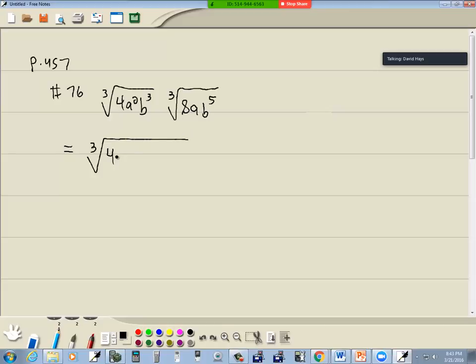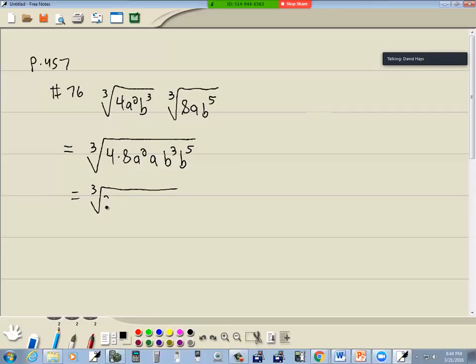So I got 4 times 8, I got a squared times a, and I got b to the third times b to the fifth. So again, with multiplication, assuming your index is the same, you just multiply what's underneath the radicals and put them underneath a single radical. Now I say multiply them together, but you don't actually want to multiply them together, because your hope is that something will simplify.